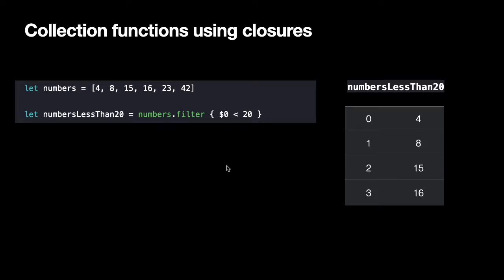Here we've used our syntactic sugar to make the closure as simple as possible. The parameter name, it had one parameter, so we just call it $0. We can infer that the return type is Boolean because filter expects a type of Boolean, so we don't need the return type.